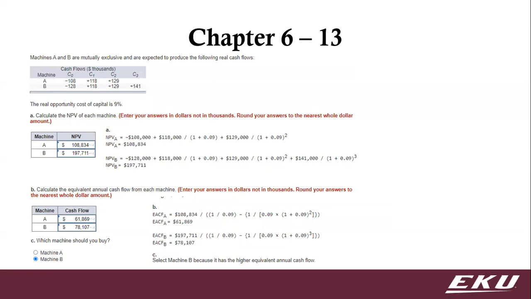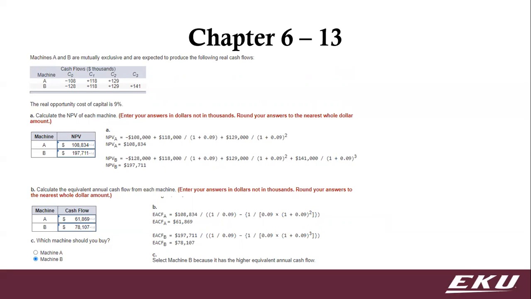Okay, there's another one, looking at a comparison between two different projects, right? If you notice, the cash flow at time 0, they're both negative because we're paying for this. Machine A is shorter lived than machine B. Machine B costs more. And then our cost of capital is at 9%. So calculate the NPV, right? And then what would be the equivalent annual cash flow?